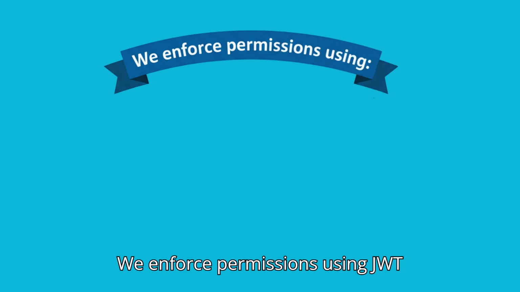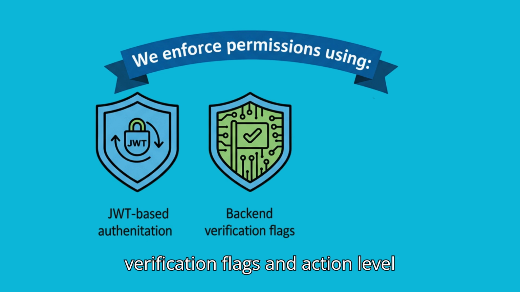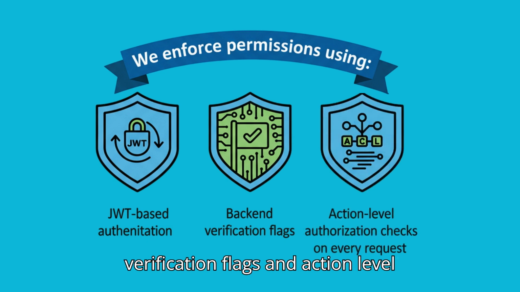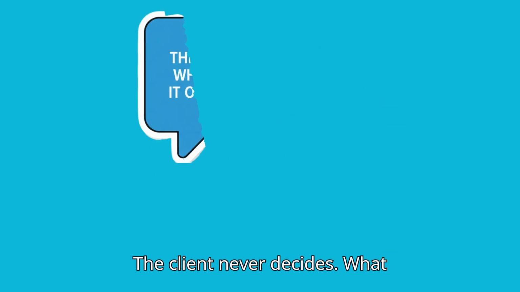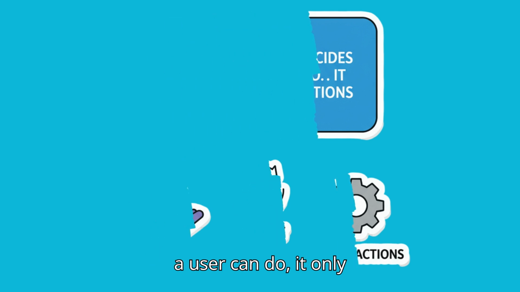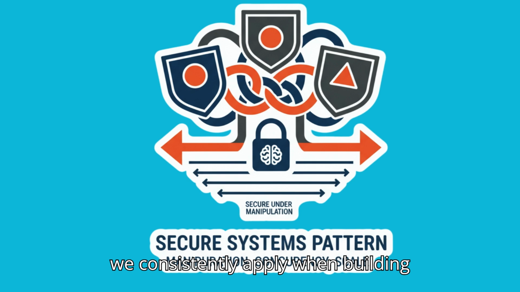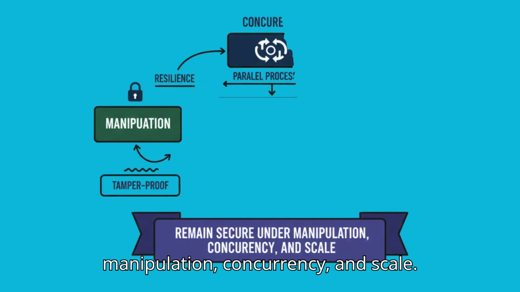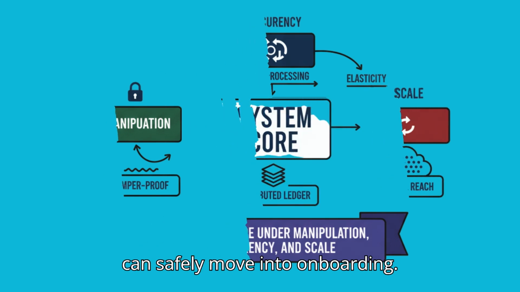We enforce permissions using JWT-based authentication, backend verification flags, and action-level authorization checks on every request. The client never decides what a user can do. It only requests actions. This is a pattern we consistently apply when building systems that must remain secure under manipulation, concurrency, and scale. With that foundation in place, we can safely move into onboarding.